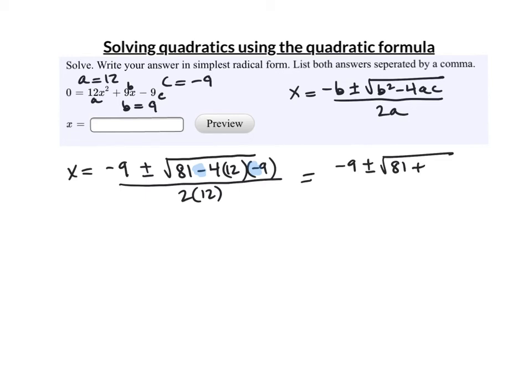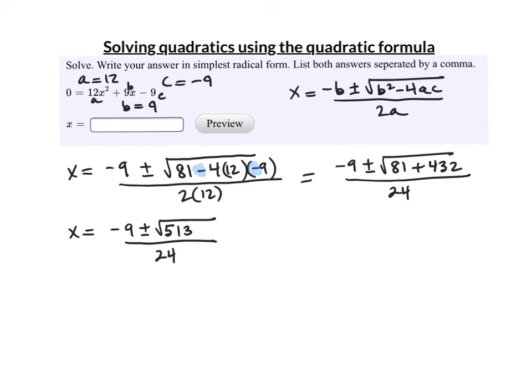4 times 12 is 48, and 48 times 9 is 432, all over 24. And 432 plus 81 is 513. So negative 9 plus or minus the square root of 513 over 24.